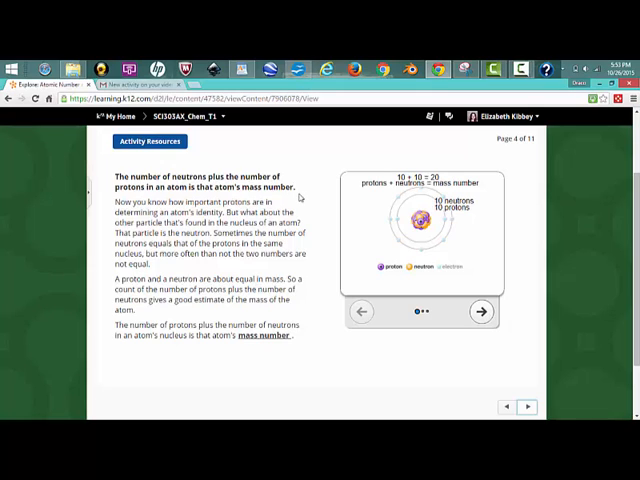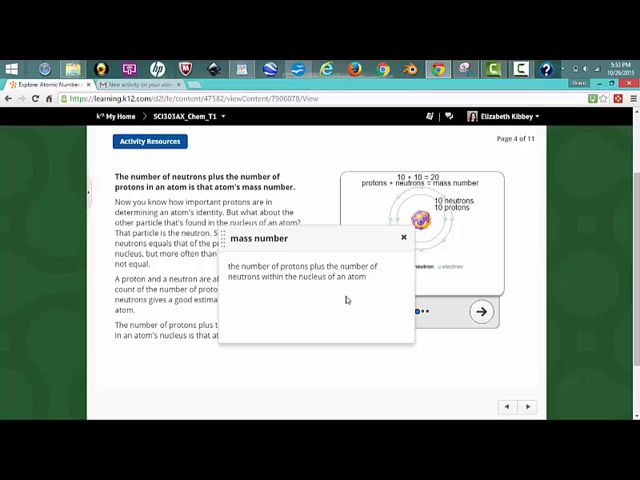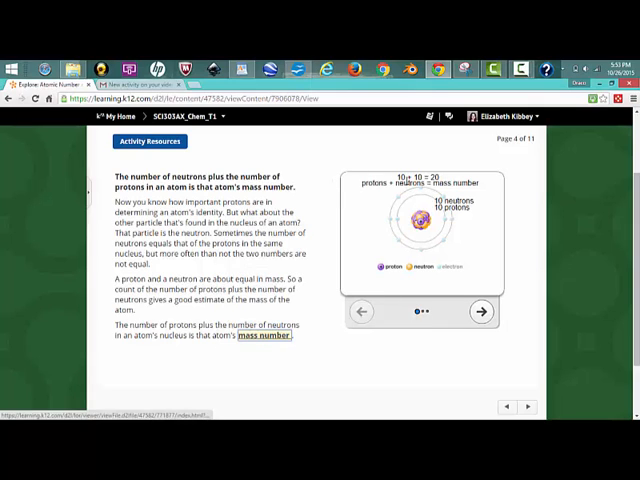The number of neutrons plus the number of protons in an atom is that atom's mass number. Mass number is the number of protons plus the number of neutrons within the nucleus of an atom. So looking at this, it's 10 plus 10 equals 20. Protons plus neutrons equals mass number. 10 neutrons and 10 protons.